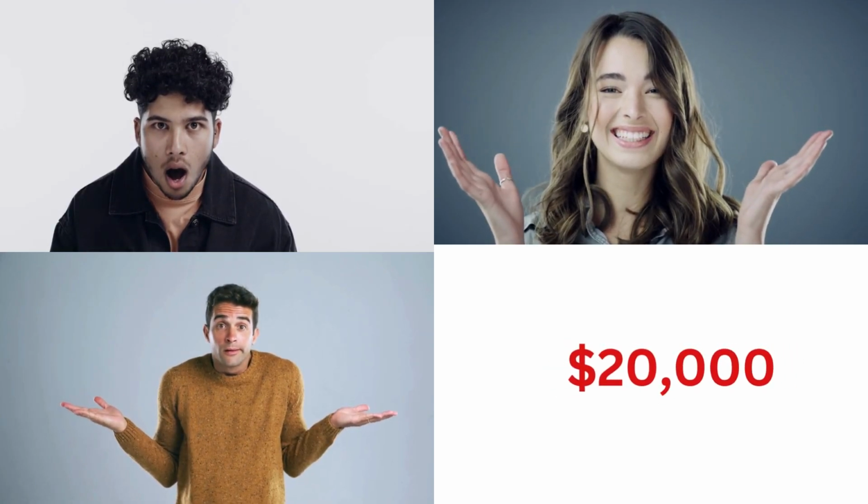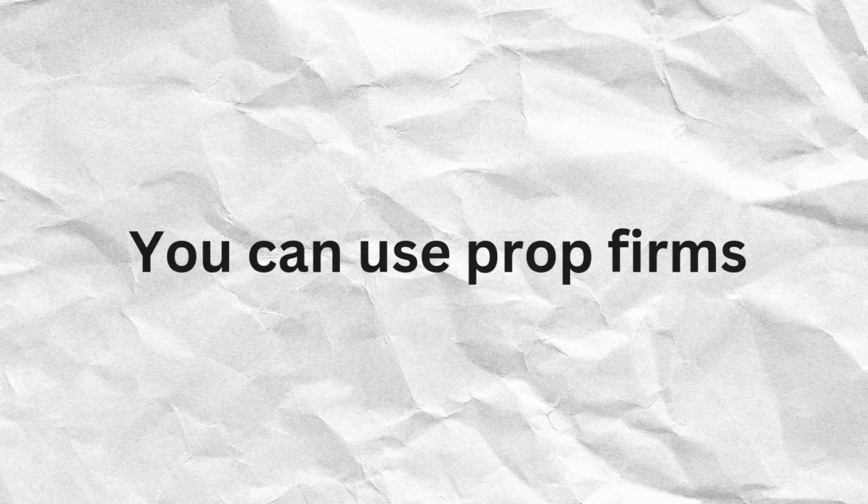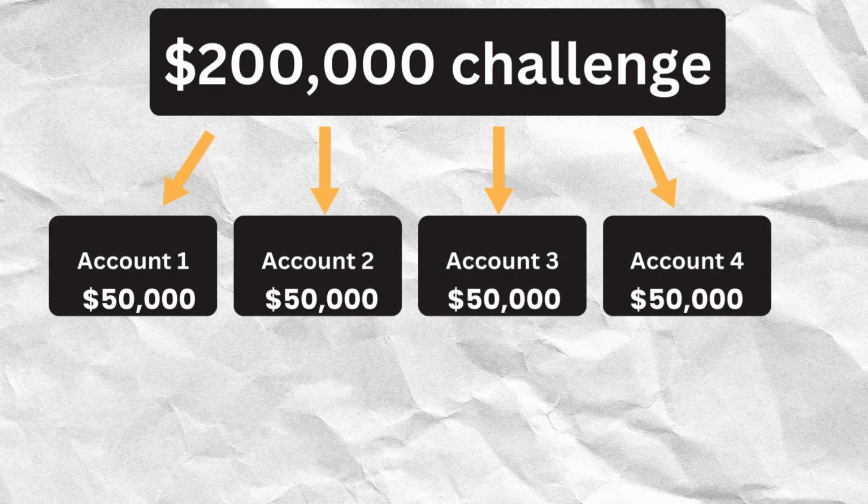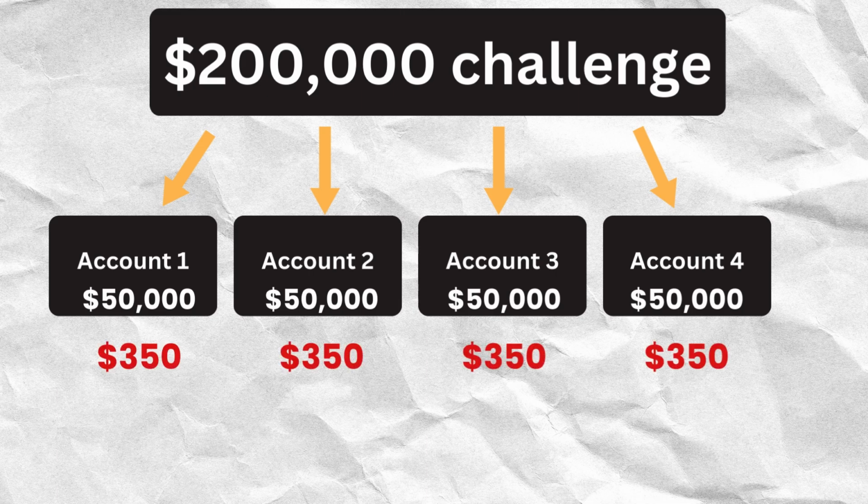By the way, I do understand that most traders do not have $20,000 to start their trading career. In this case, you can use prop firms to slowly start your journey. You can buy a $200,000 challenge for approximately $1,000. However, like I mentioned before, you are better off buying 4 separate challenges of $50,000 for about $350 each.